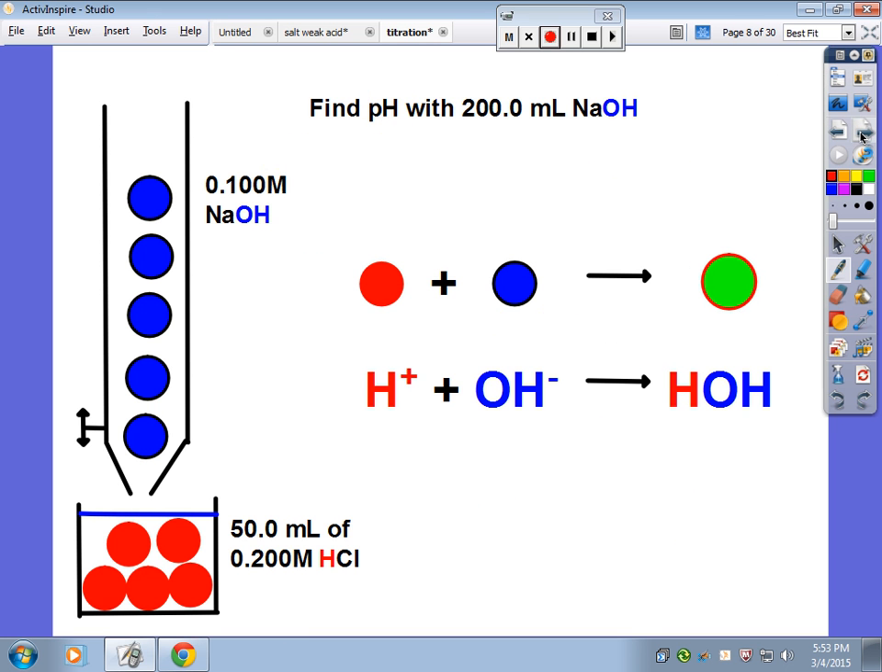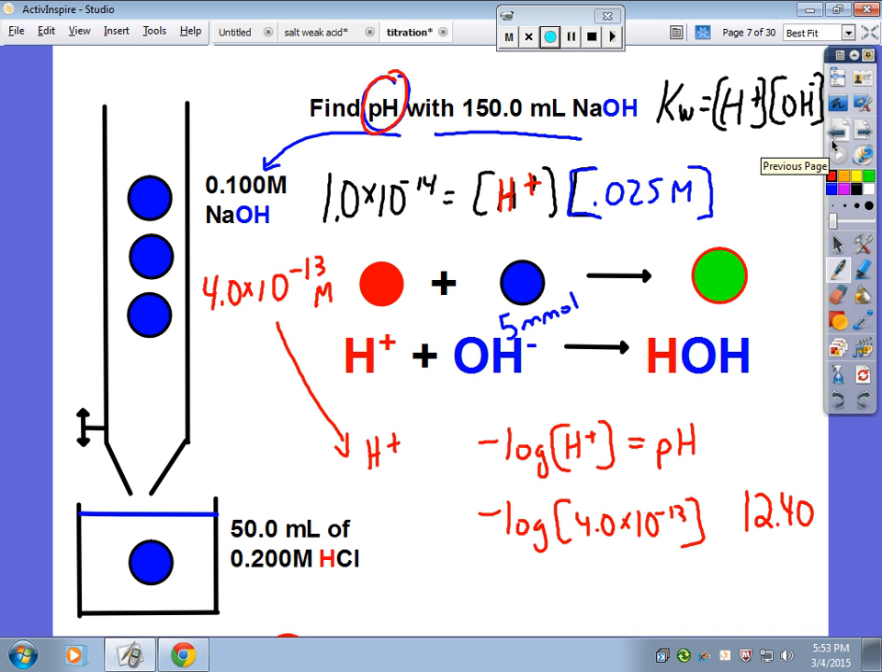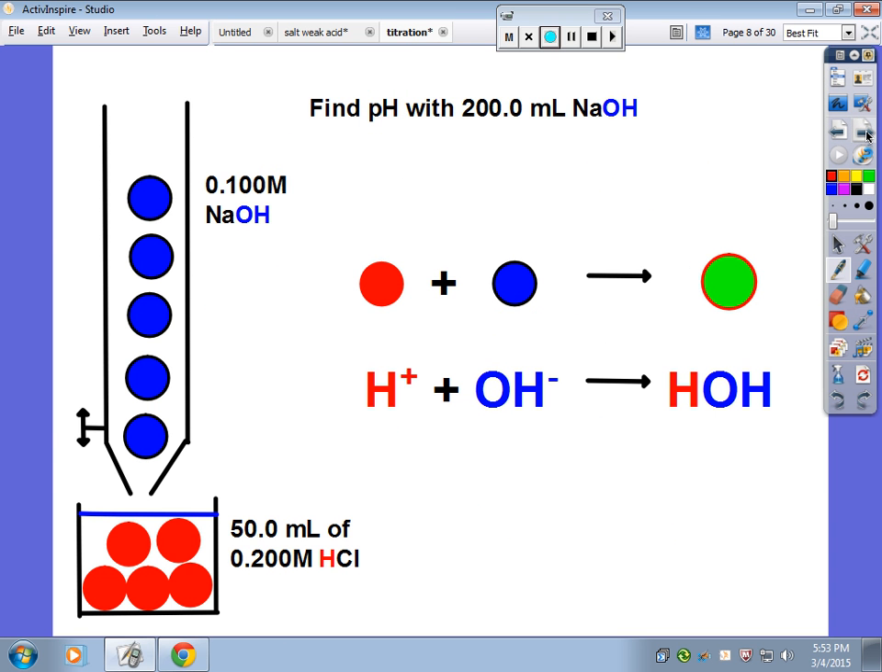Now, you can do the same thing with 200 milliliters. You should be able to solve through all this just like I did, step by step. And your pH should be, oh, excuse me, the pH of that was not 12, it's 12.40, I was right, sorry. So for this one, the pH should be 12.60.